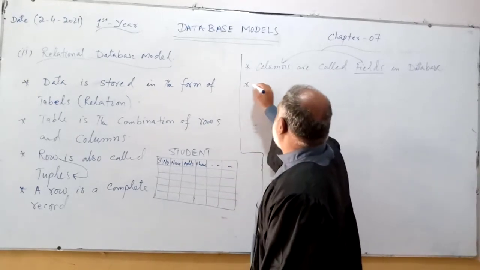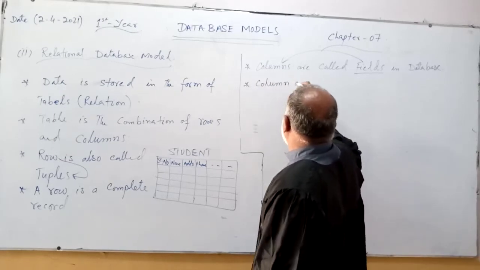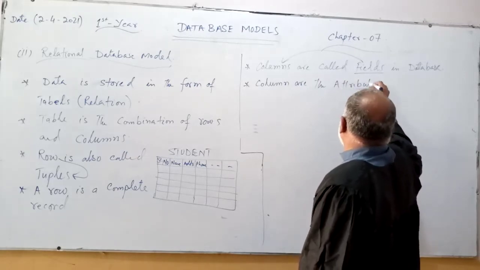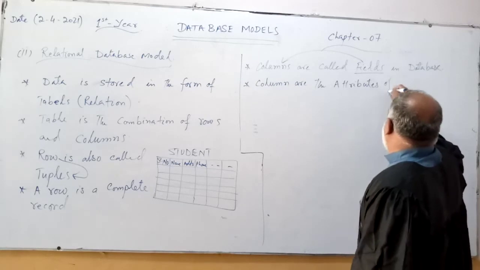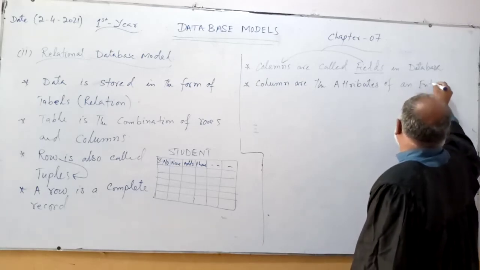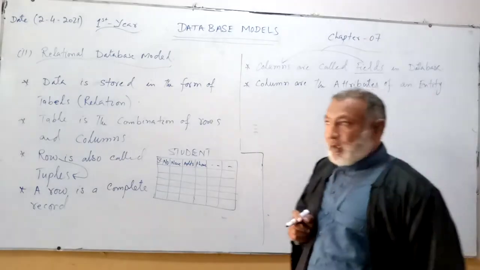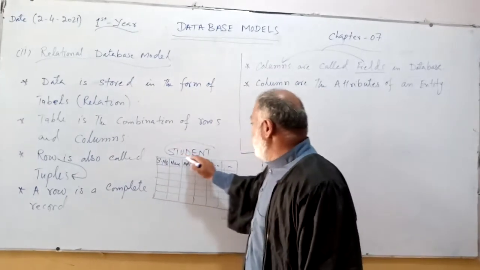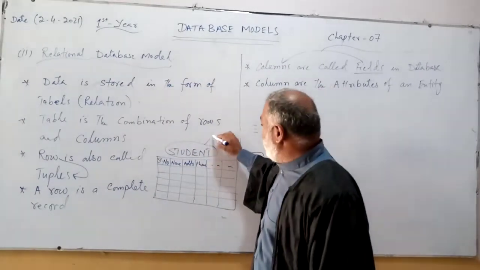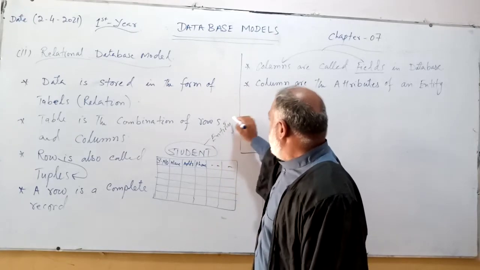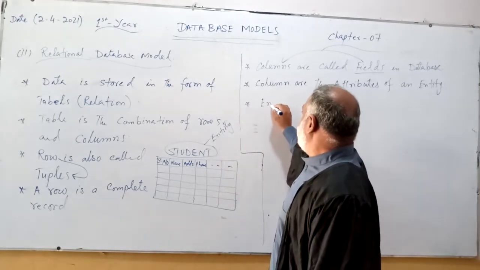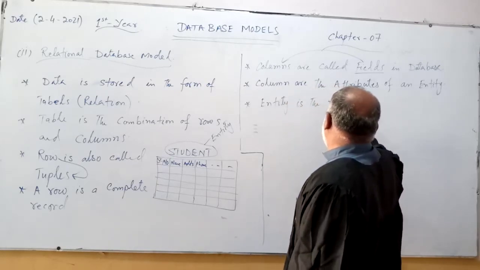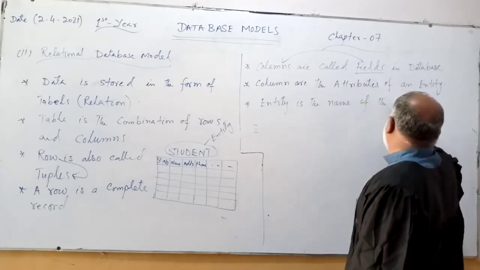And basically columns are the attributes of an entity. What is an entity? Here the student, that is called an entity, and the entity is the name of the table.